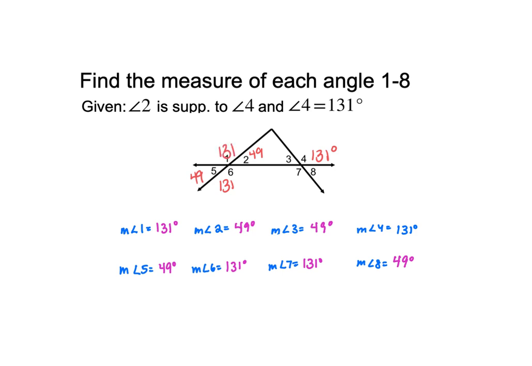Same thing happens over at the other intersection. 4 and 8 are supplementary. This is 49. Angle 7 and 8 are supplementary. That's 131. Angle 3 and angle 7 are supplementary. That is 49.